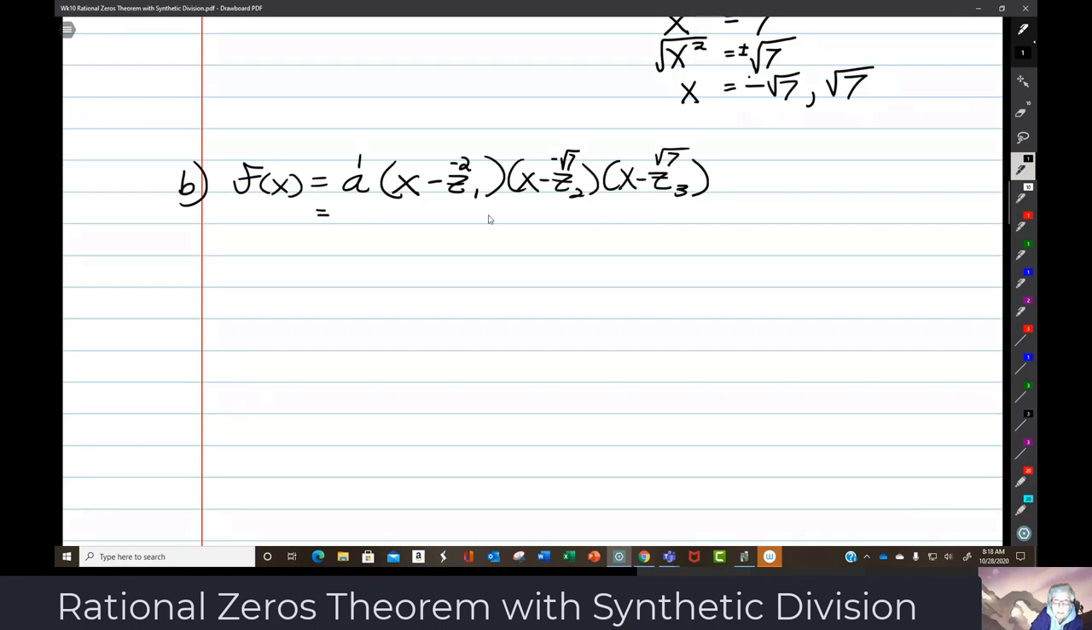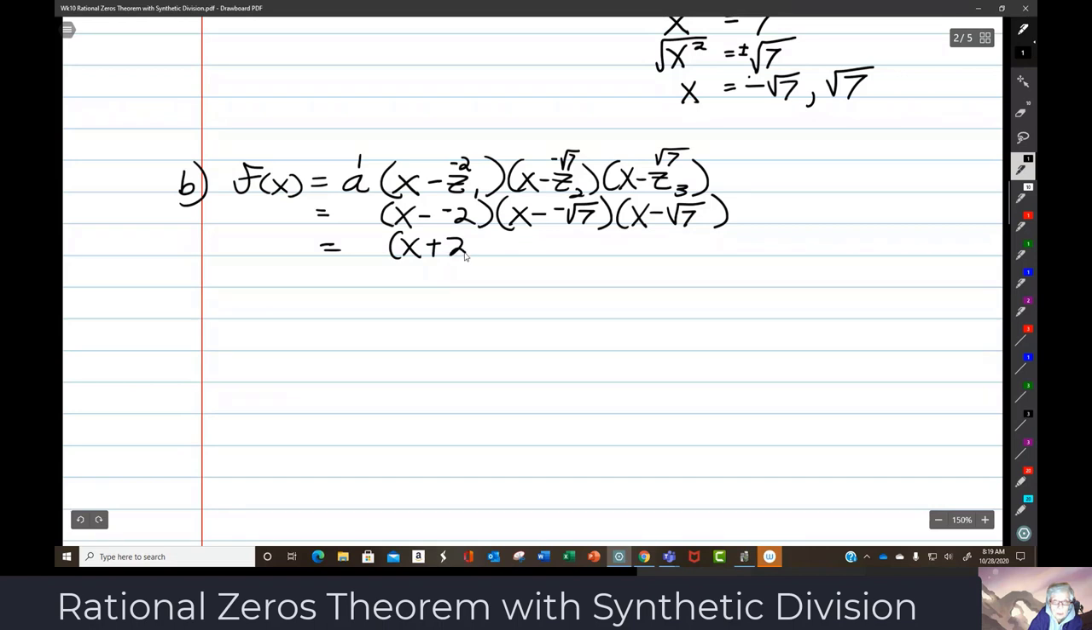So when 1 is multiplied by anything, we don't show it. It's an invisible 1. So we're going to have x minus negative 2 times x minus negative the square root of 7 times x minus the square root of 7. So we will have x plus 2 times x plus the square root of 7 times x minus the square root of 7. And that's what f of x equals if you were to write it in factored form.